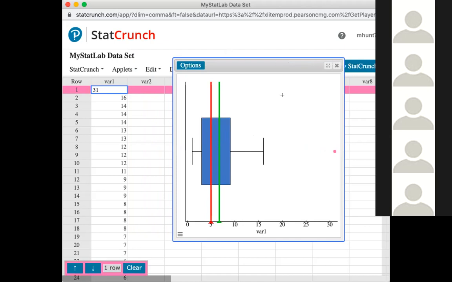Can you tell me what the mean is? Well, possibly. If I hover over the red, that's the median. The median is 5. And if I hover over the green, the mean is 6.67.